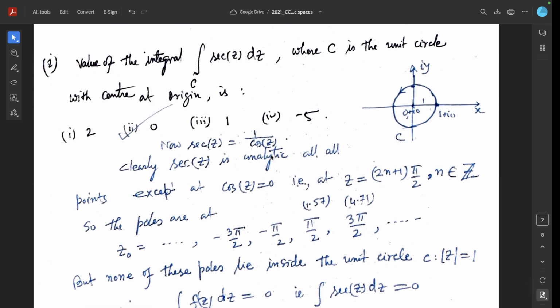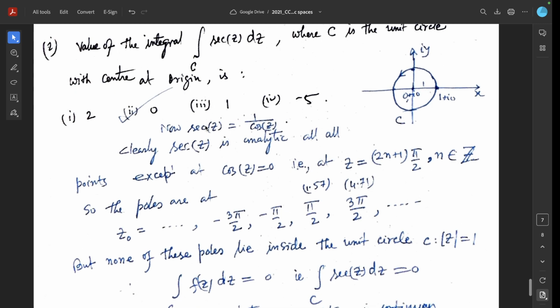Now sec z equal to 1 by cos z. Clearly sec z is analytic at all points except where cos z equal to 0, because if cos z equal to 0, then 1 by 0 is undefined. So sec z is analytic except at cos z equal to 0, which means at z equal to (2n plus 1) pi by 2, where n belongs to the set of all integers.